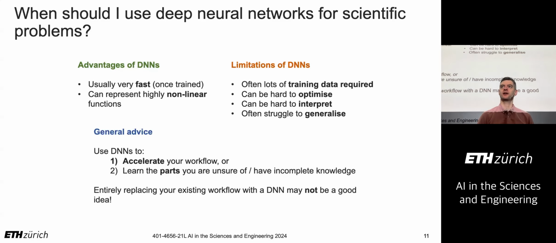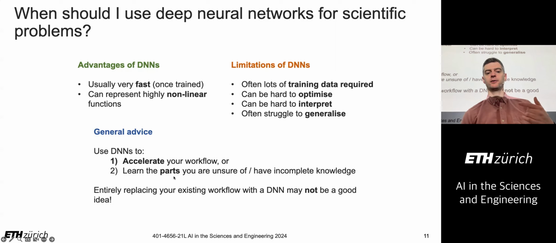So I've got some kind of general advice here. I mean, it doesn't always work. You have to really think about the problem that you want to solve. But this is the kind of general advice that I would give to someone that's considering using deep neural networks in their scientific workflow. I would say you should use deep neural networks to do these two things: either to accelerate your workflow. So if you have a workflow that is very, very slow, for example, like a finite element simulation or finite difference simulation, it may be beneficial to use a deep neural network somewhere there to try and speed up that workflow.